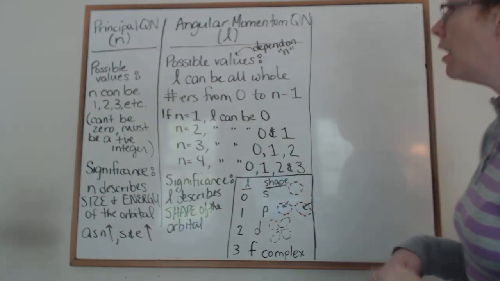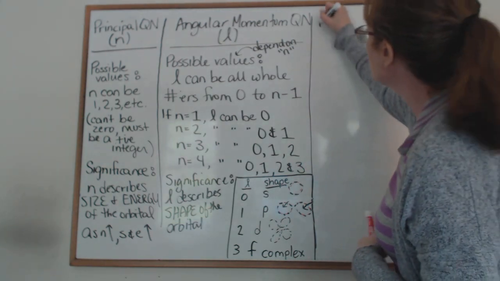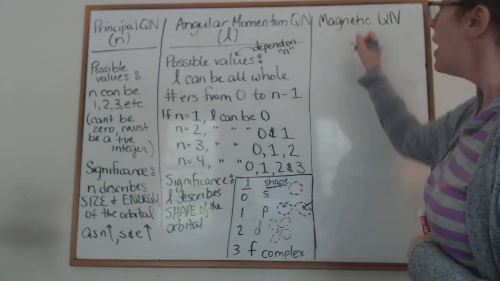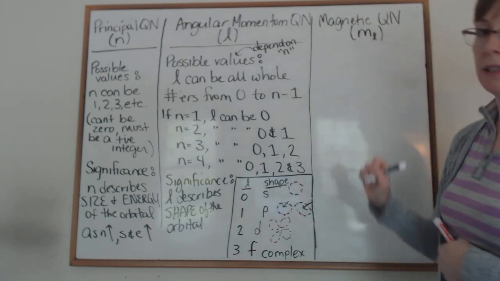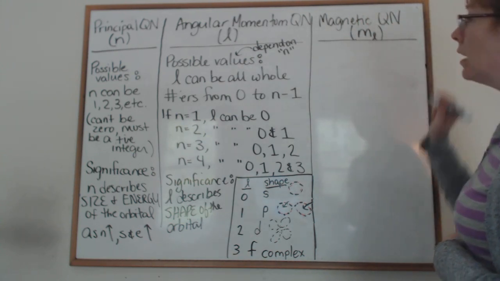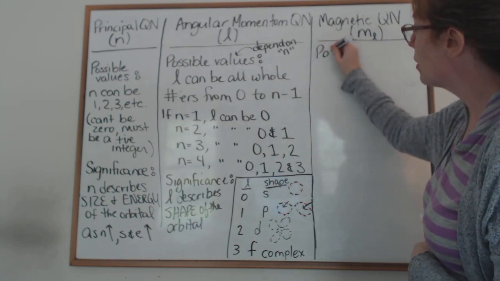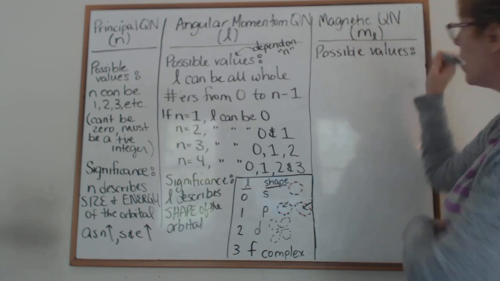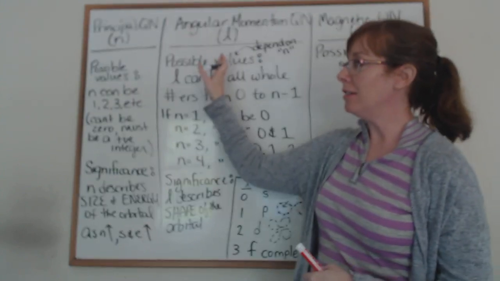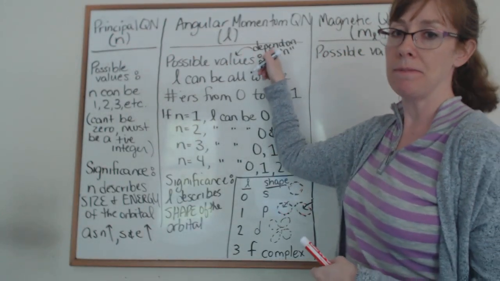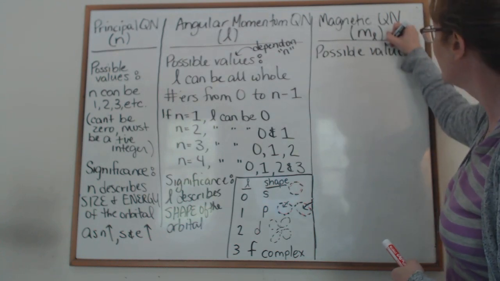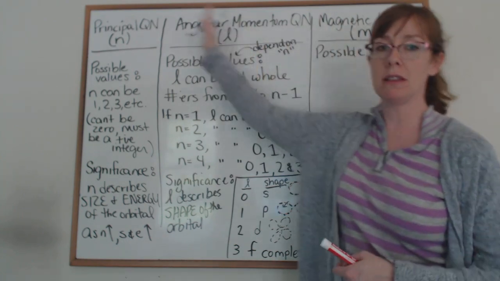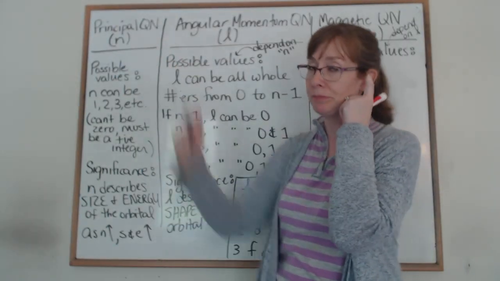All right, moving on to the last one. The last one is called the magnetic quantum number, and this is the one that we abbreviate with m sub l, subscript of l. What is this quantum number all about? Let's start with possible values. Just like l depended on n, see how I wrote depend on n? The possible values for m_l depend on l. So they all kind of depend on the previous quantum number.